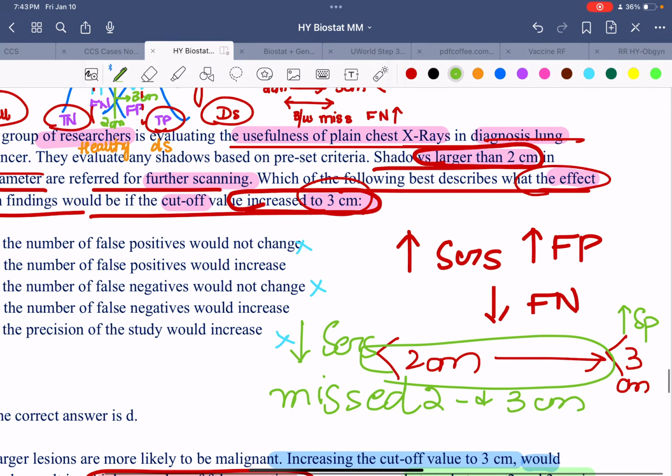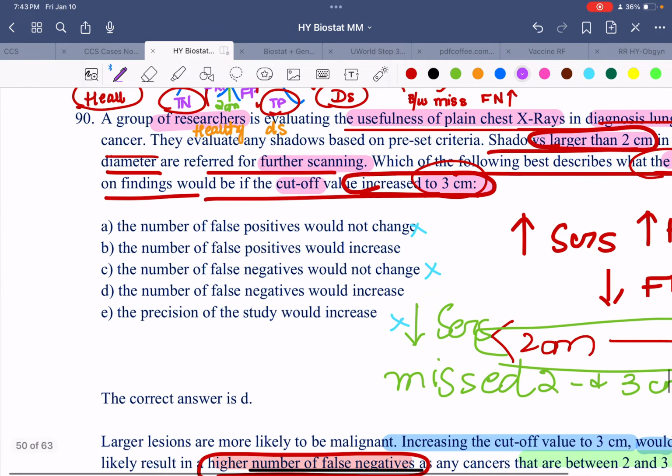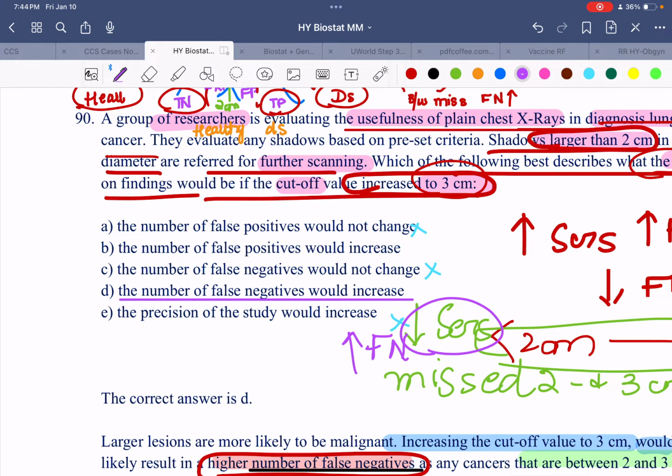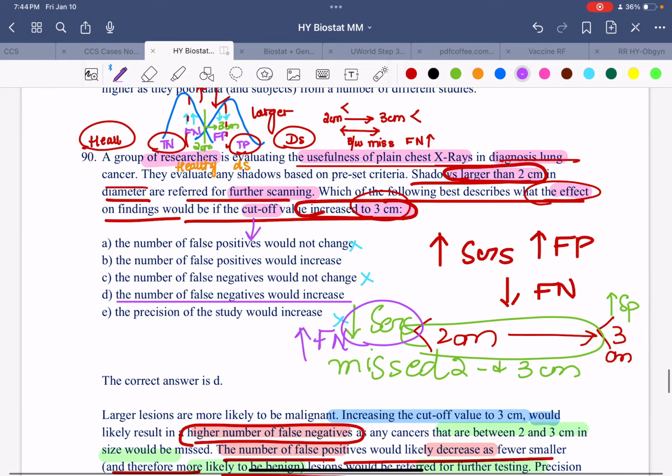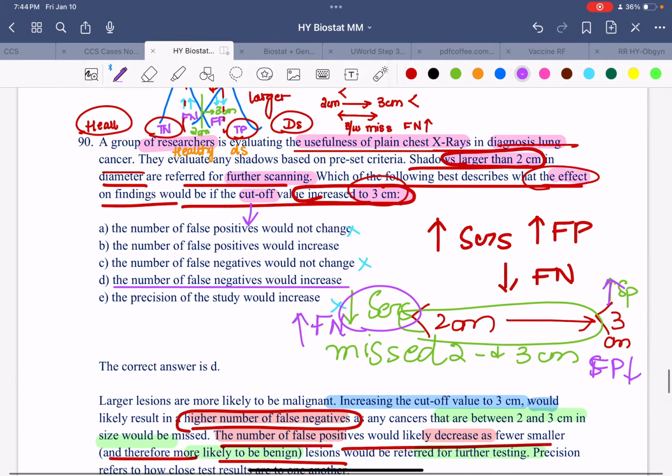So the sensitivity is going down, and once the sensitivity is going down, what does that mean? That means that the false negatives would actually increase in that particular situation, since false negatives are inversely proportional to sensitivity. But if they were to ask about false positives, we would say false positives would decrease. Why? Because specificity is increasing, and an increase in specificity means that false positives should decrease, right?